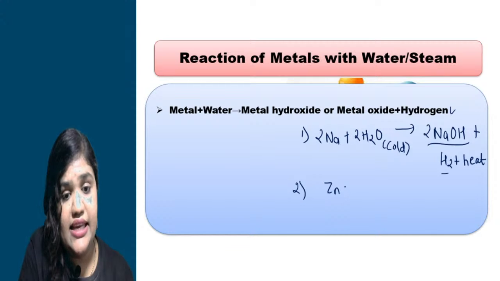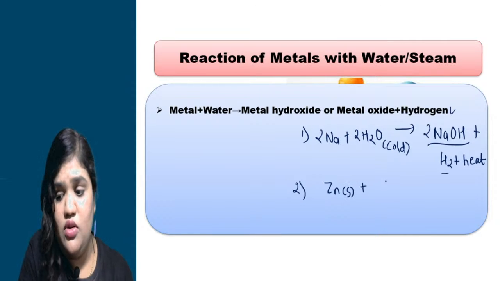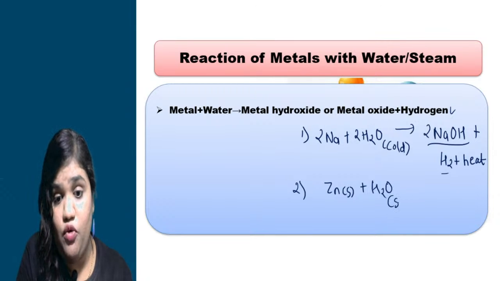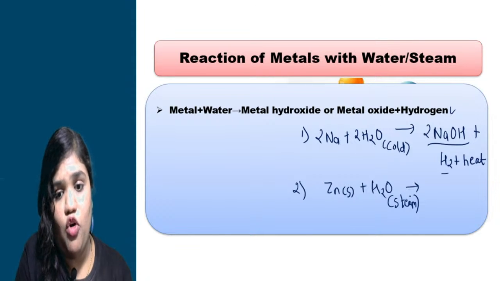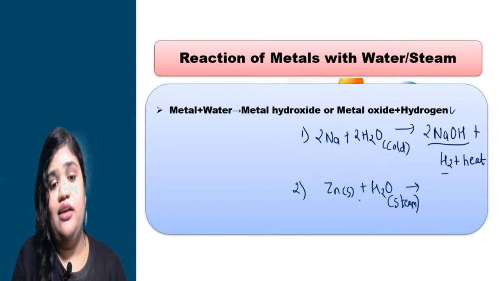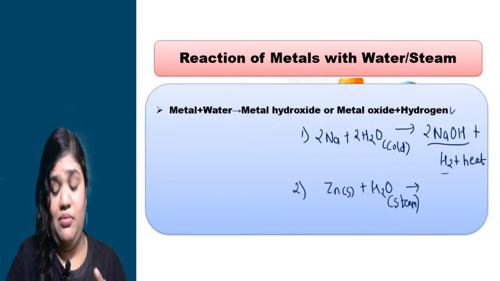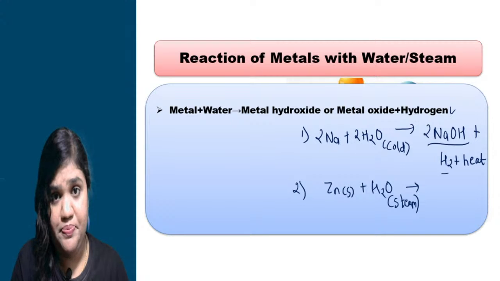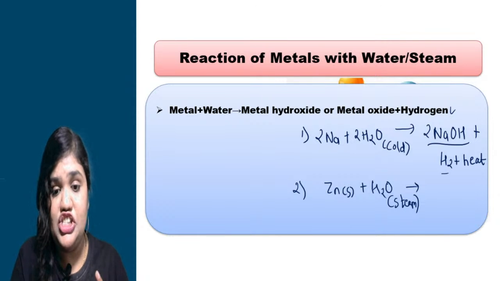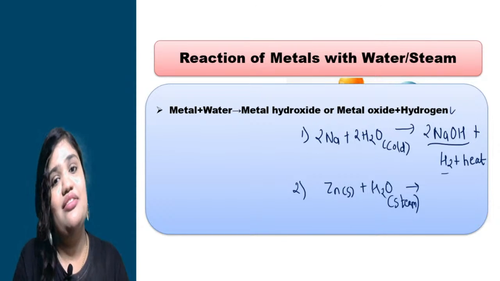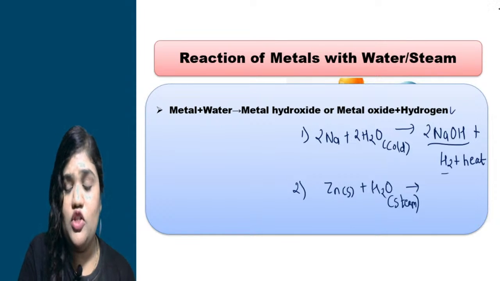If metal like zinc reacts with water, but this time it is not water, it is steam over here. As I have told you, steam is the form of water, right? So definitely metal reacts with steam means metal reacts with water, but what is the condition? Condition is hot over there. Cold versus hot. If it is hot, that means it is gaseous in nature, that is steam. Now what will happen?